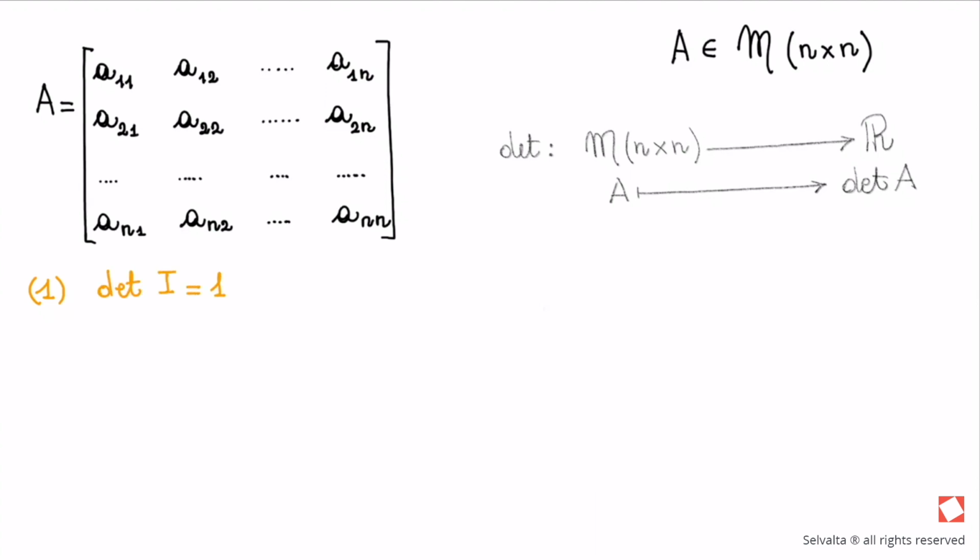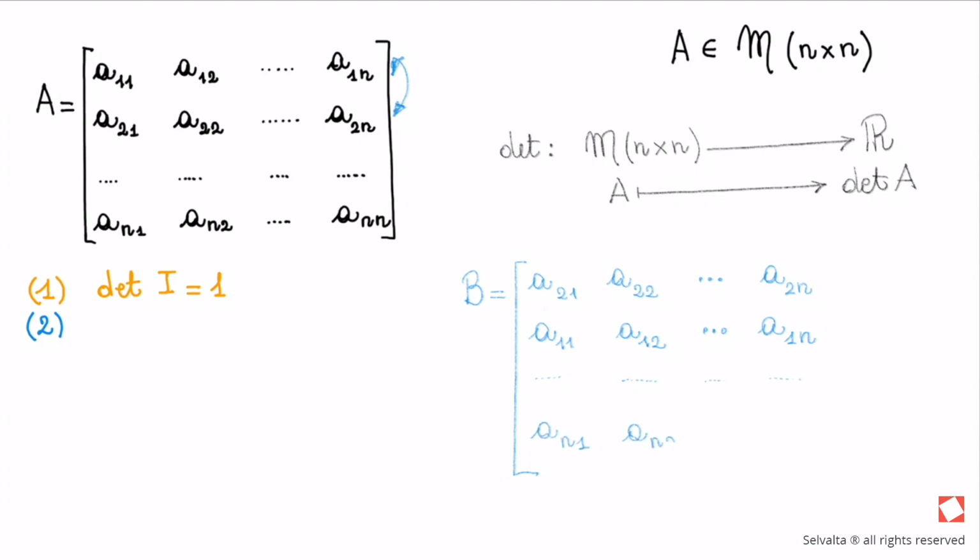The second property can be obtained changing 2 rows of A in order to produce a new matrix B, where the first row coincides with the second row of A and the second row coincides with the first row of A. Actually, B has 2 rows that have been twisted in position. Well, changing 2 rows, the determinant will change sign. And this is the property number 2 of the axiomatic approach. The determinant of B will be equal to minus the determinant of A.